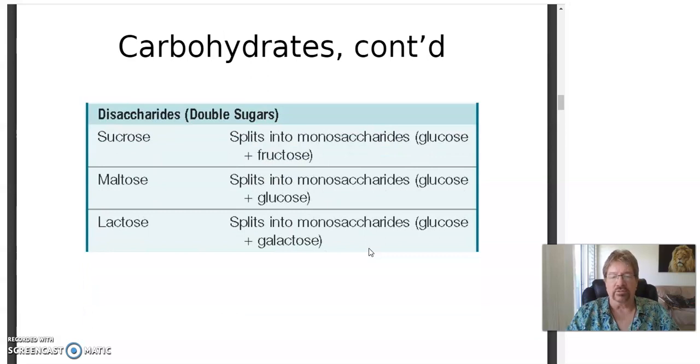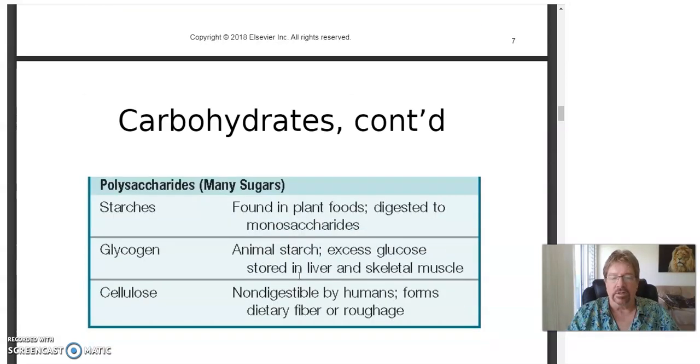Here's sucrose, table sugar. If you eat table sugar, it splits into glucose and fructose, fruit sugar. Maltose splits into glucose and glucose. So two glucose molecules bonded together is another type of sugar called maltose. And then lactose, the sugar that's in milk, splits into glucose and galactose. Now, you don't have to know much about that. I mean, this right here is plenty. But it's important to know.